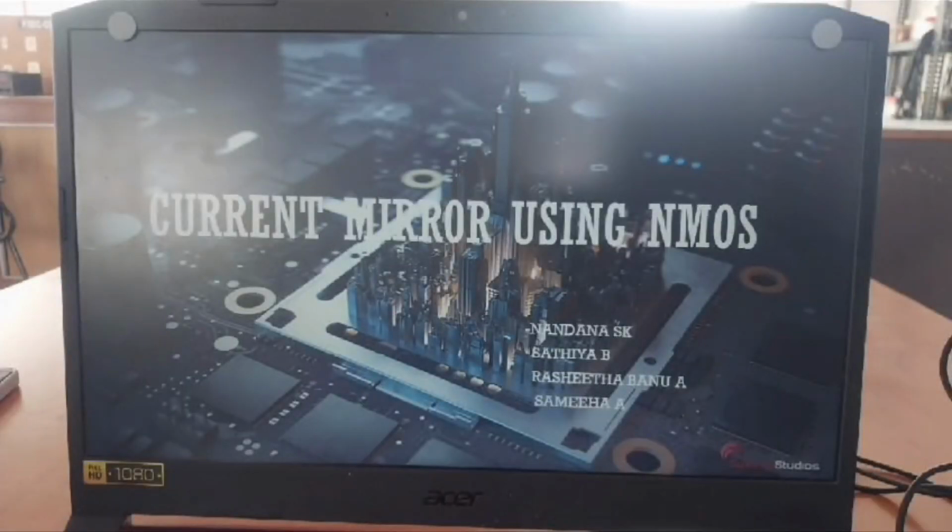Hi everyone, today we're going to discuss the current mirror using NMOS. NMOS is N-channel metal oxide semiconductor. So let's move on to the introduction. So what is a current mirror?